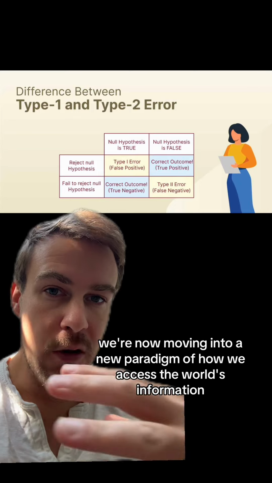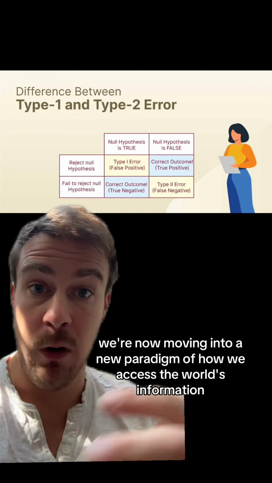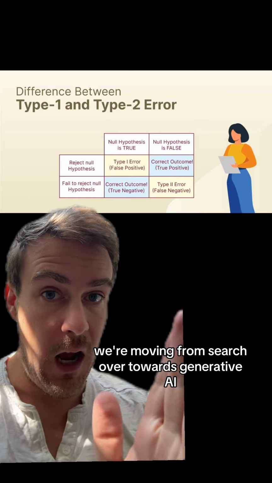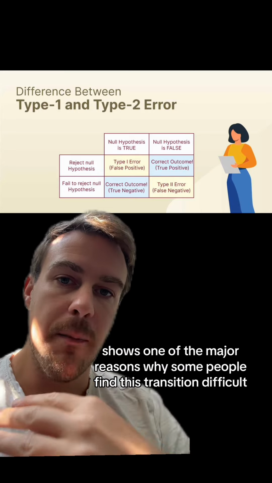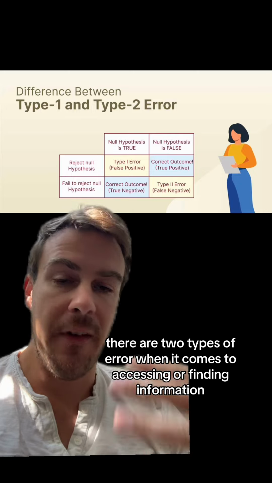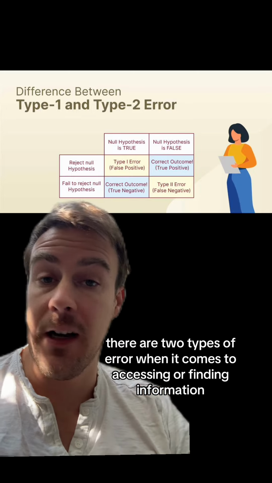We're now moving into a new paradigm of how we access the world's information. We're moving from search over towards generative AI. This table up here shows one of the major reasons why some people find this transition difficult. There are two types of error when it comes to accessing or finding information.